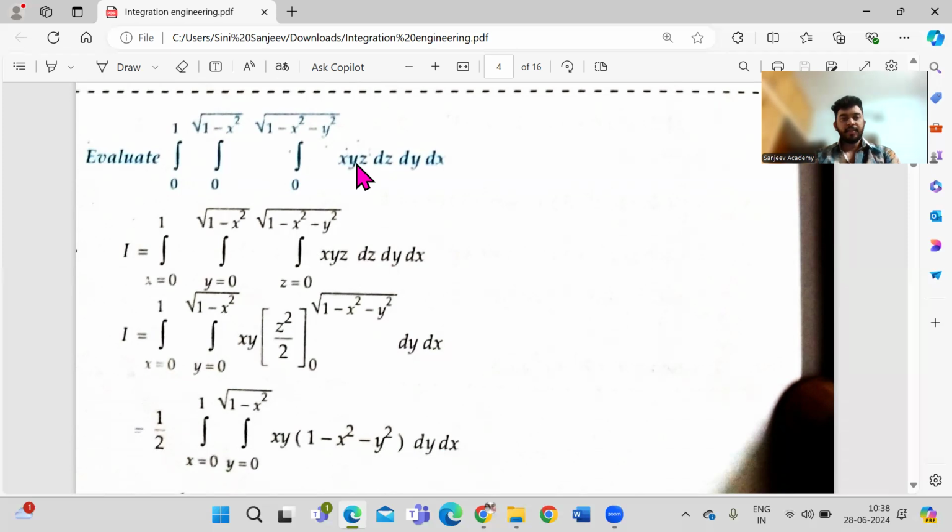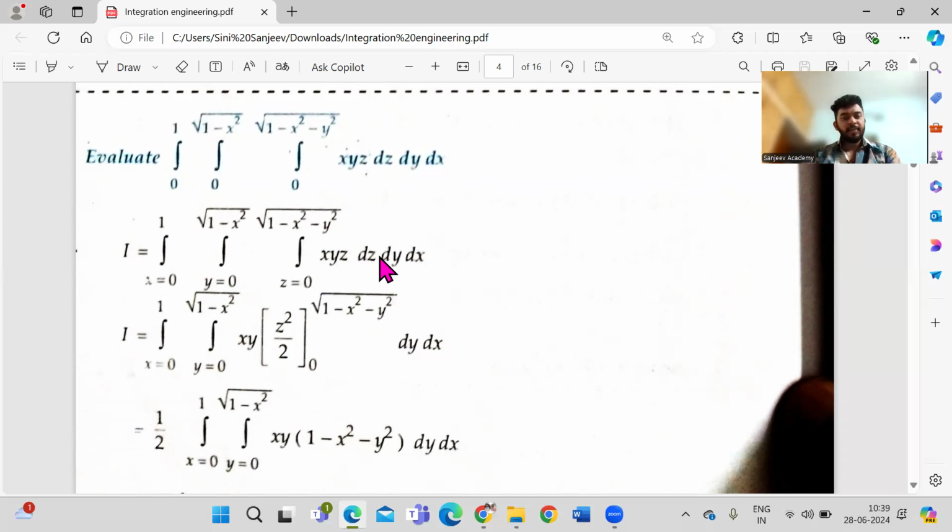Next one, again, they have given the order properly for us. XYZ, dz, dy and dx. Okay, z is equal to 0 to root of 1 minus x square minus y square. XYZ into dz, dy and dx. Clear up to this? I think you guys will be clear.